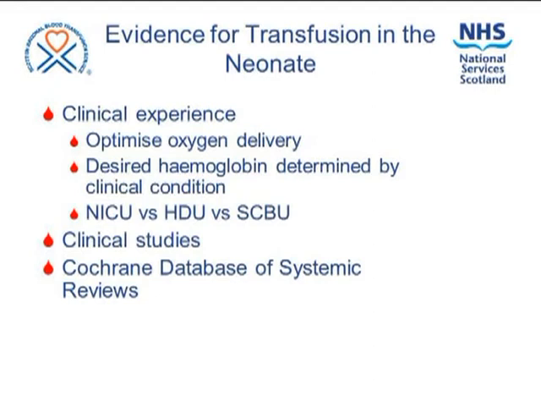Treatment should be aimed at optimizing oxygen delivery, and this may include red blood cell transfusion to raise the hematocrit and improve systemic blood pressure. The desired hemoglobin will depend on the clinical condition of the patient, and as the level of dependency falls, so can the threshold for transfusion.